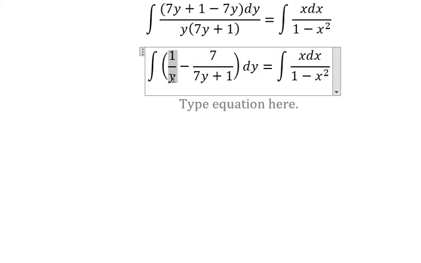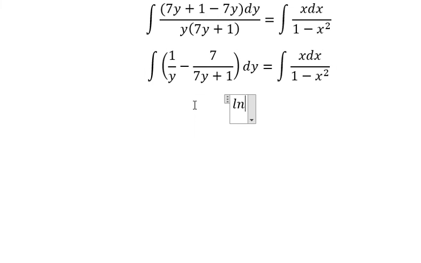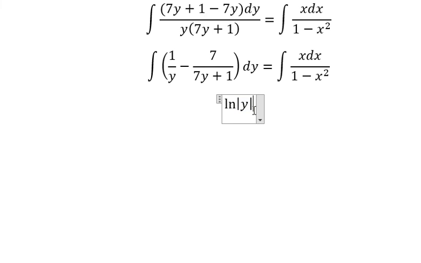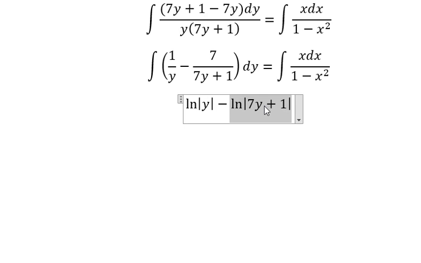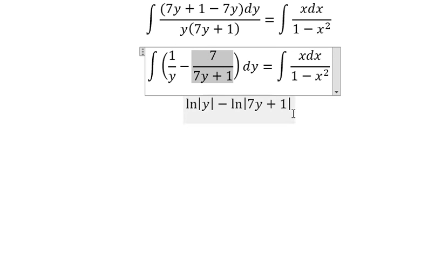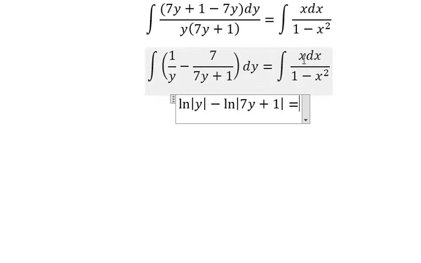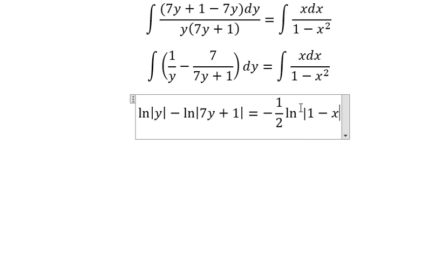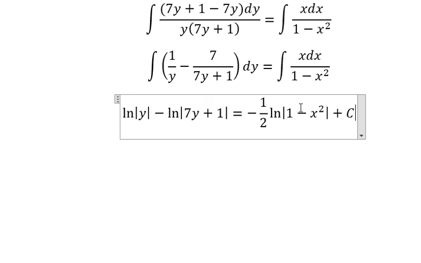The integration of this one, we have ln of the absolute value of y. The integration of this one, we have negative ln of the absolute value of 7y plus 1, because if we do first the derivative of this one, you get this one. The integration of this one, we have negative 1 over 2 ln of the absolute value of 1 minus x squared. And we put about c.